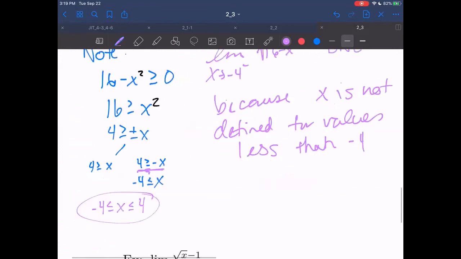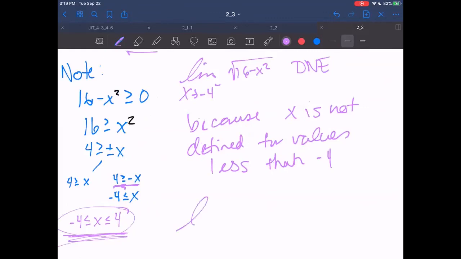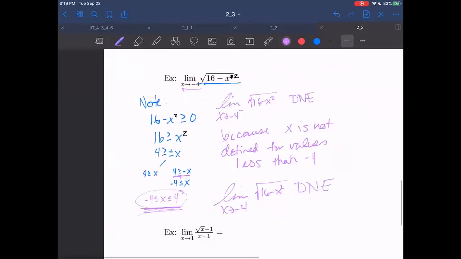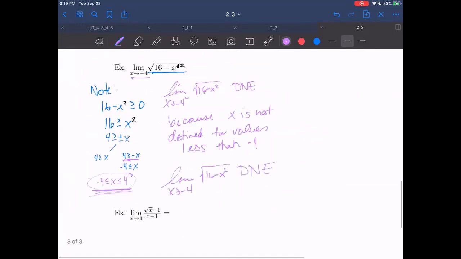Okay, x is only defined to be greater than negative 4, but it's not defined to be less than negative 4. So that left-handed side limit doesn't exist. That means that our limit as x approaches negative 4 of 6 square root of 16 minus x squared does not exist. So sometimes if you've got a radical like that, you'll need to check both sides as opposed to just plugging it in.